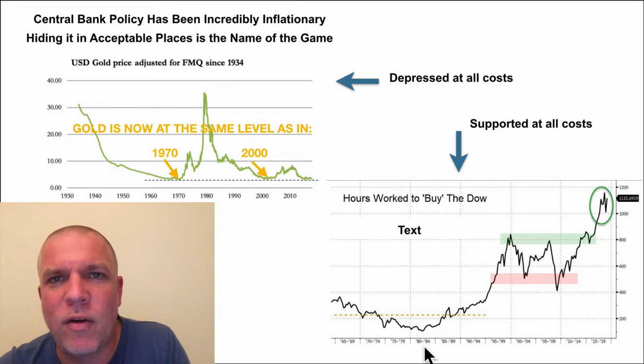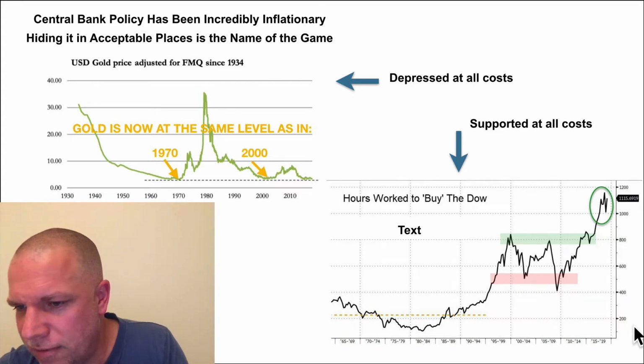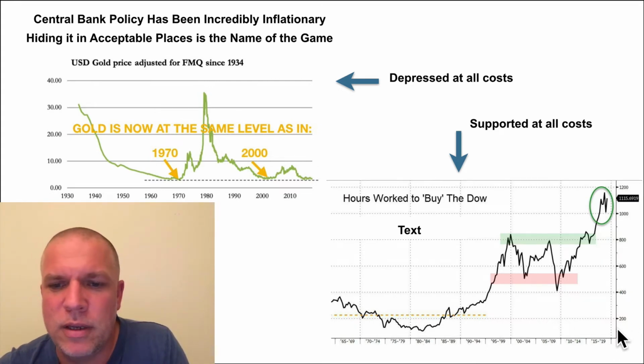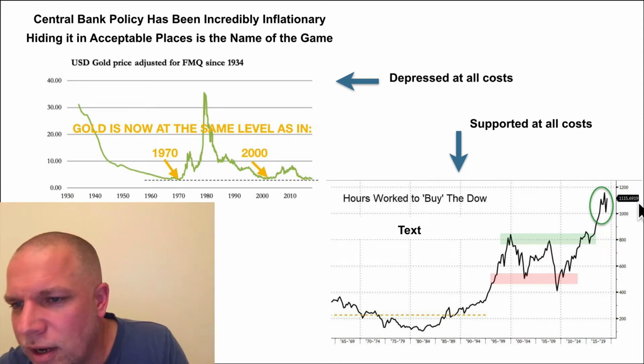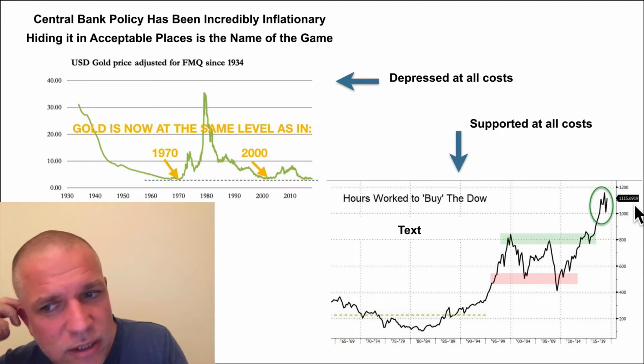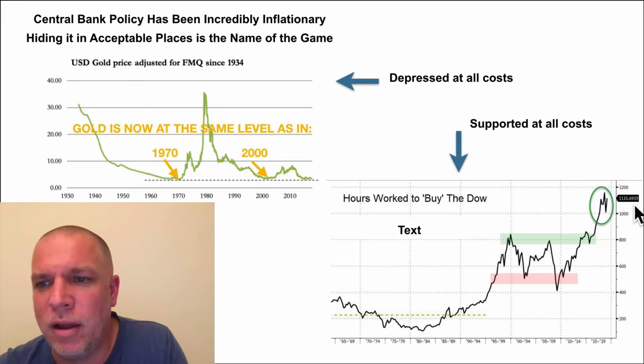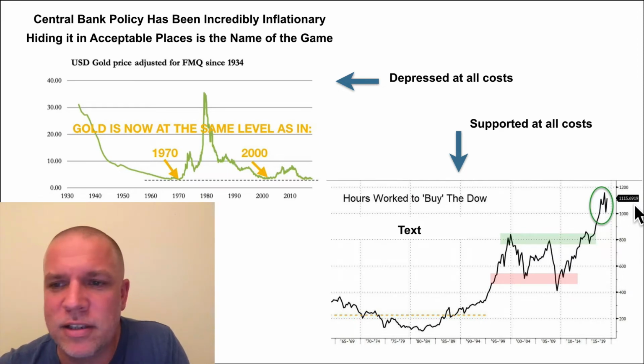So to buy 1 unit of the Dow, how many hours do you have to work? You can see back in the 80s, you had to work about 100 hours to earn 1 unit of the Dow. Now you're looking at 1,100 hours, and you can see how this has ramped up. And that's real inflation. If a worker wants to have a stake in the economy, that's getting more and more expensive relative to his earning power. So that is inflation right there.